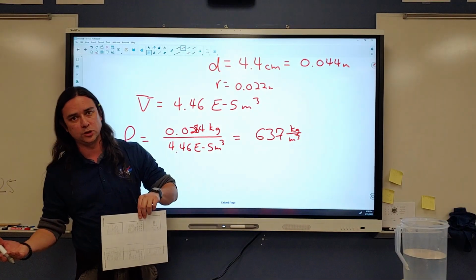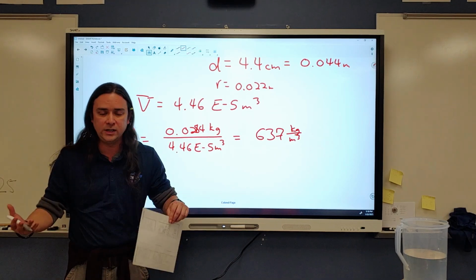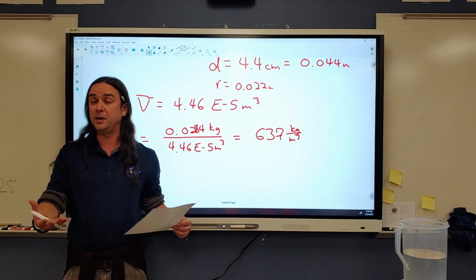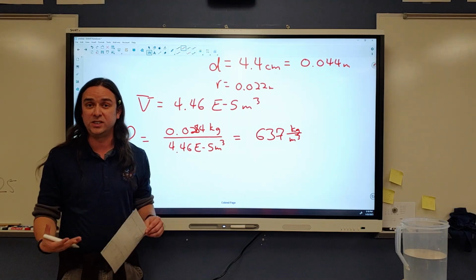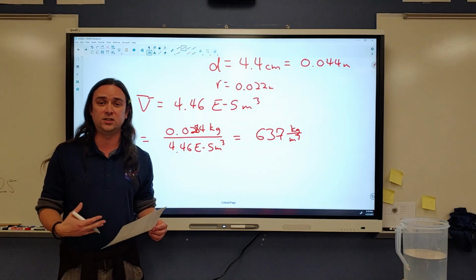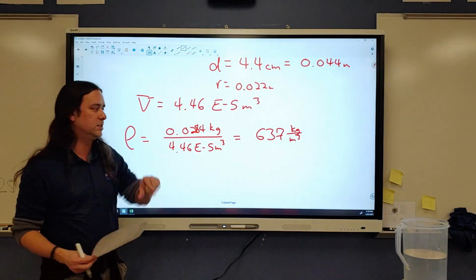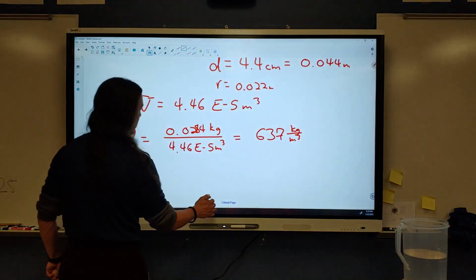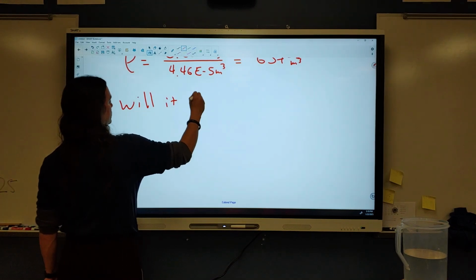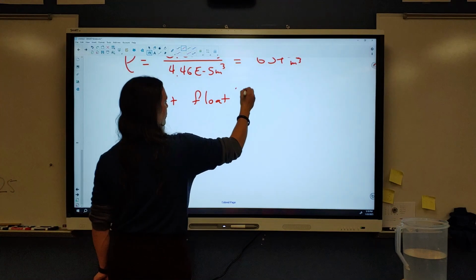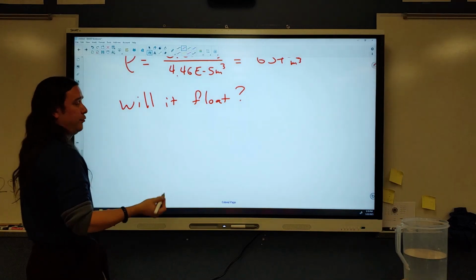There's balsa wood, which is super lightweight, not very dense. Or you have things like ebony on the far side, a type of wood that is so dense it is actually more dense than water, and it sinks. Which brings us to the next thing on this. We can actually answer the question, will it float? In this case, we're going to say, will it float in water?